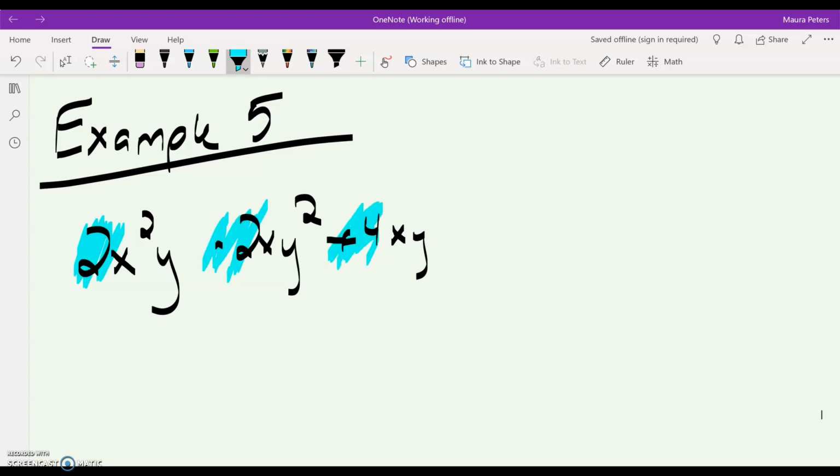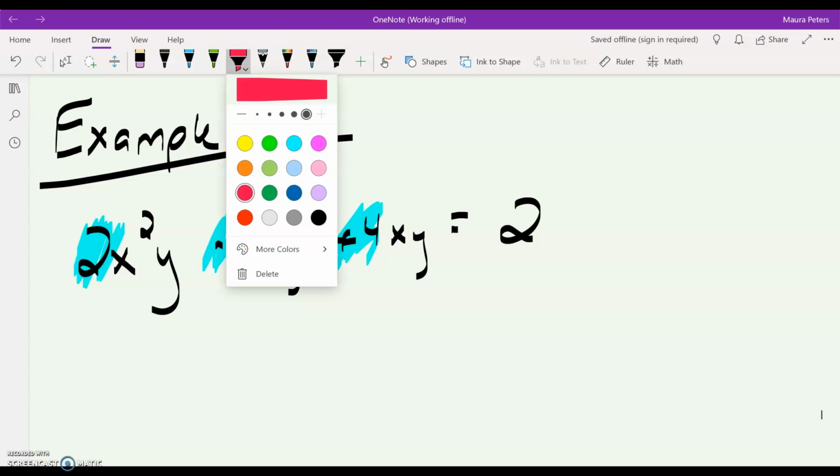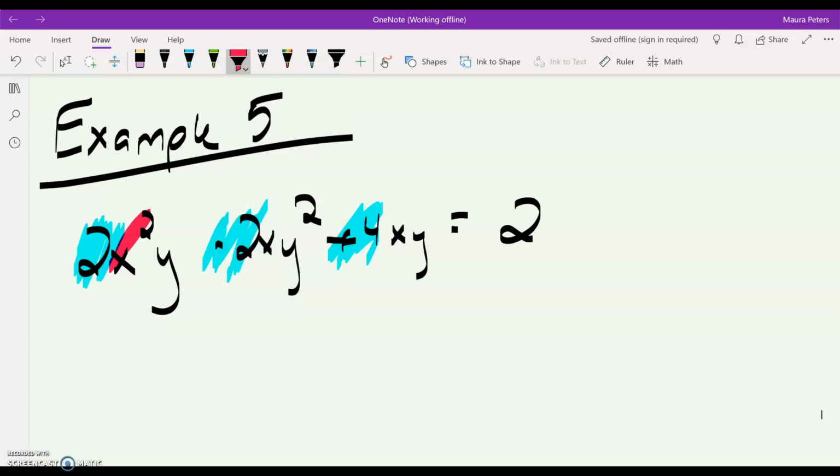So the first thing I'm looking at is here we have this 2, this negative 2, and this positive 4. Their greatest common factor happens to be a 2. Then I'm going to take a look at, we have an x squared, an x, and an x. So the smallest one that they all share is an x, so I can pull an x out. And we have a y here, a y squared, and a y, so they all share at least one y.